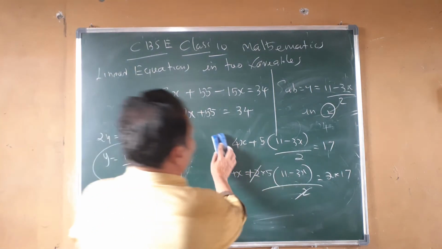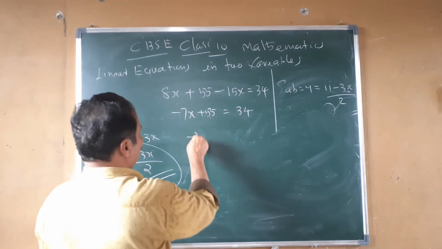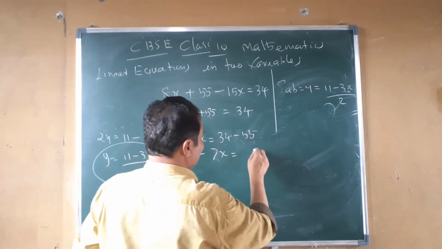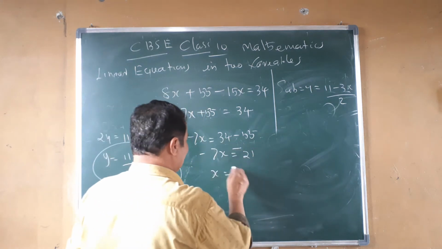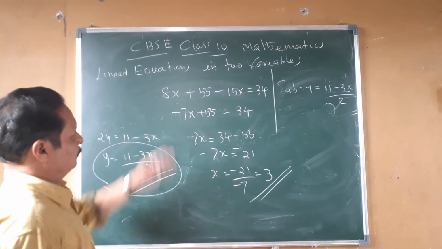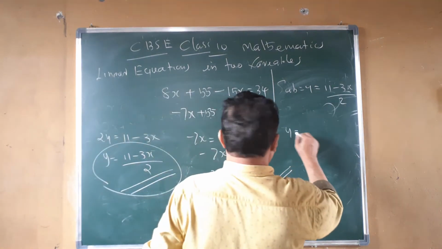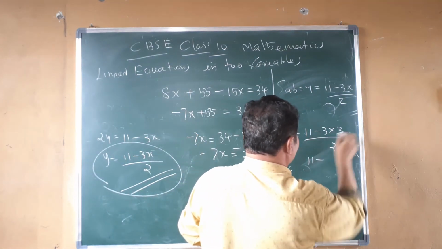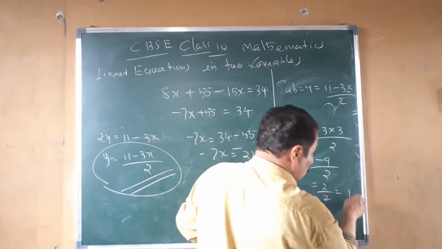You see that? Now, minus 7x equal to 55 transferred to that side is minus 55. That is, subtract the smaller one from the larger one, you get minus 21. So x equal to minus 21 by minus 7 equal to exactly 3. Okay, you see the steps. And y equal to, here it is what? y equal to 11 minus 3 into x, which is 3, by 2. 11 minus 3 into 3, 9, by 2. That is 11 minus 9 equal to 2, 2 by 2 equal to 1.